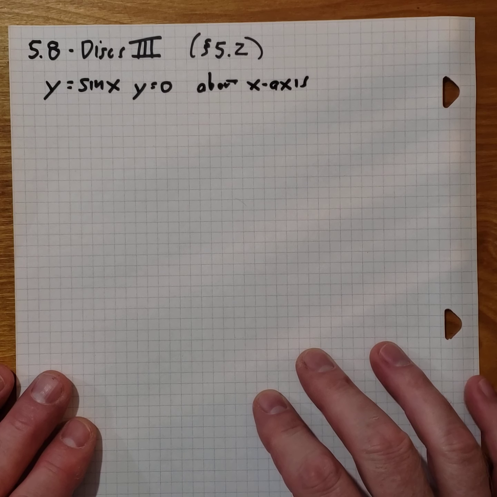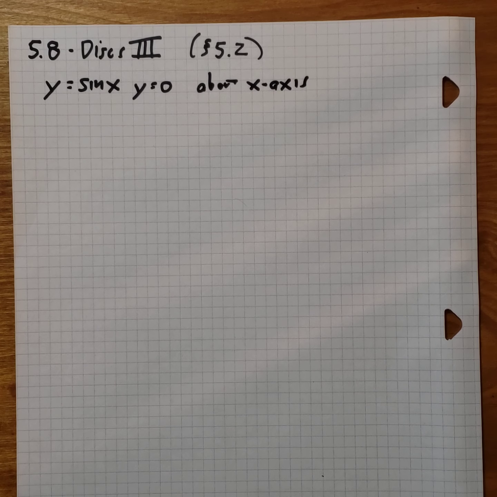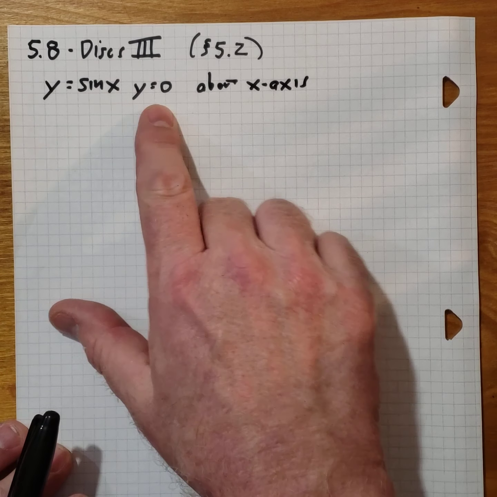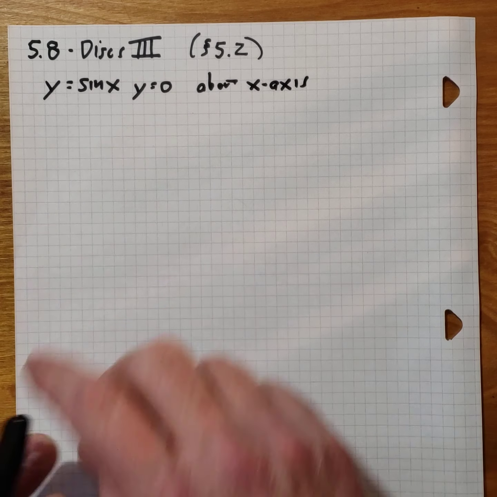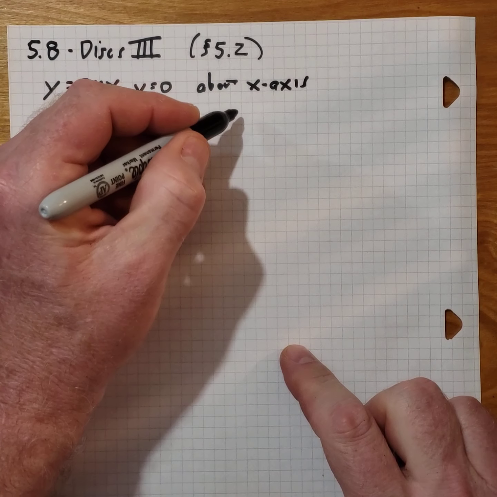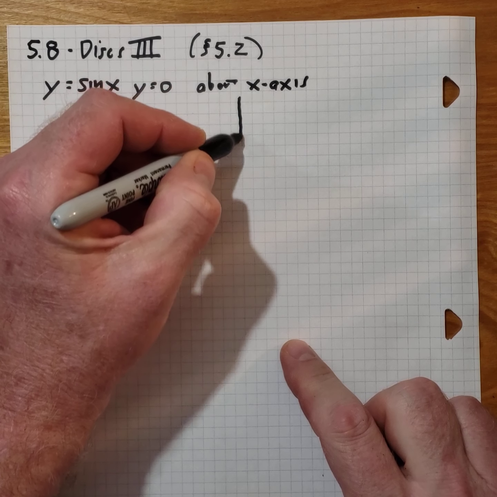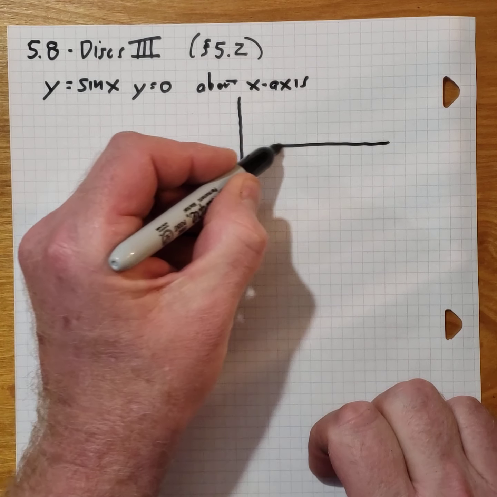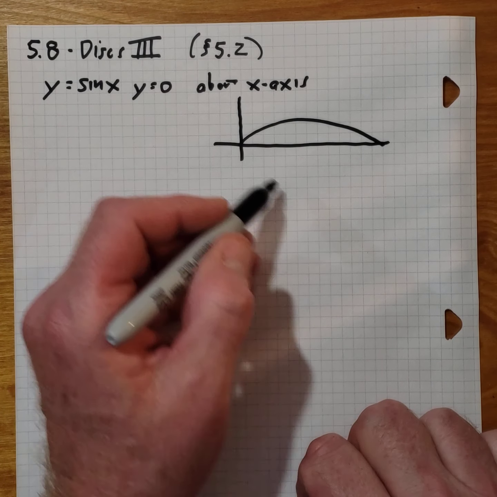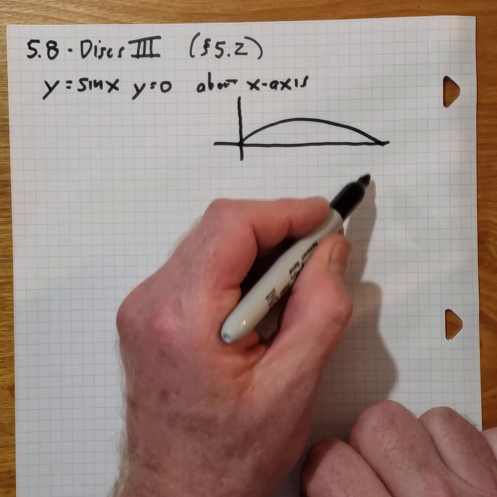Right, a couple more of these and then we'll move on to our next method. Here we're looking at what happens if we take the region bounded by sine and y equals 0, that's the x-axis, about the x-axis. Notice there's no limits given here. There weren't last time either. We know we're doing sine, which is shaped like that, and it intersects the x-axis at 0 and pi.